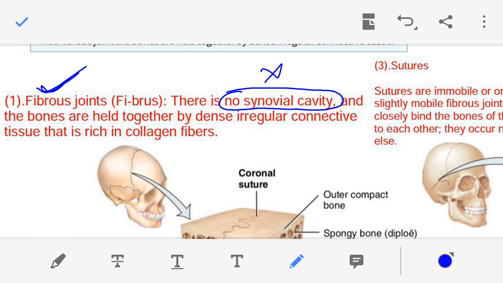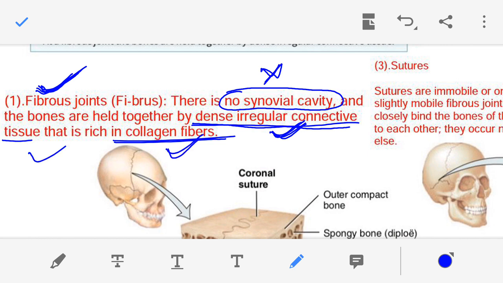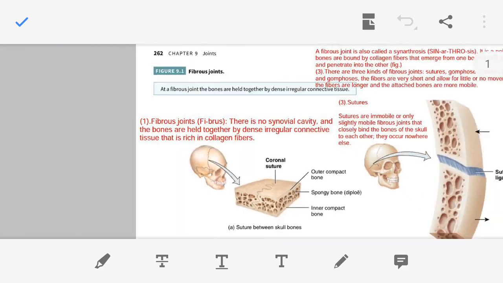and between the bones dense irregular connective tissue is present, and in this connective tissue many collagen fibers are present. So the definition for fibrous joint, that we can say, between the bones no synovial cavity is present, and in between the bones the dense irregular connective tissue is present, and this connective tissue is rich in collagen fiber. This is the first point, the definition of fibrous joint.